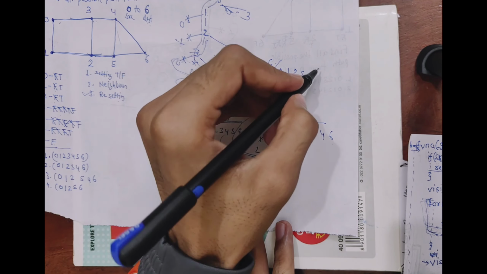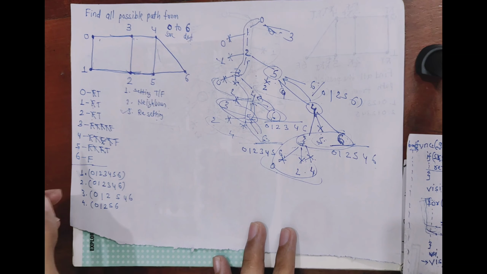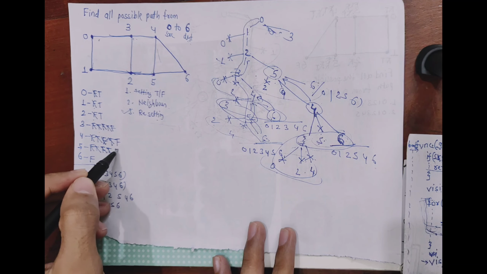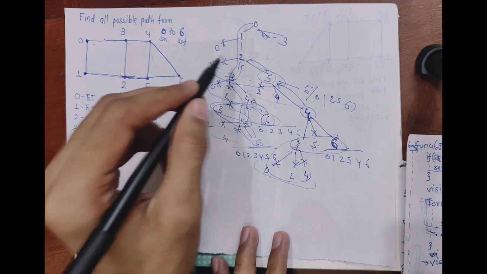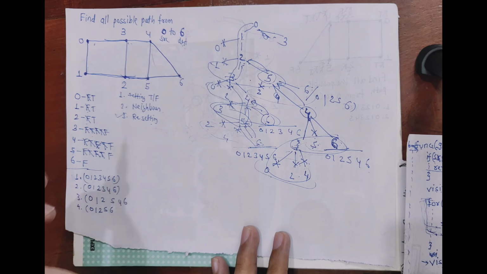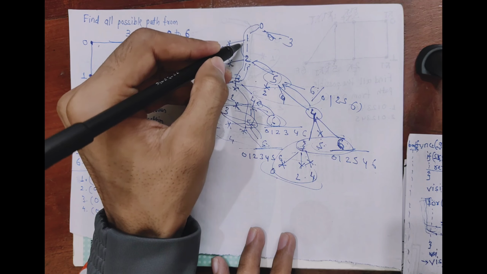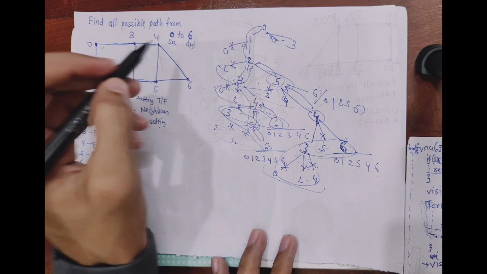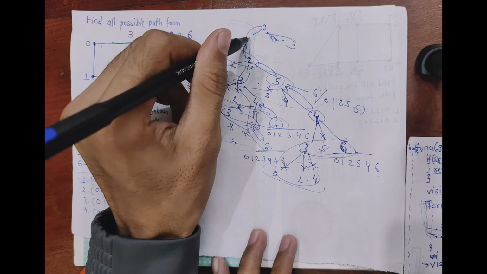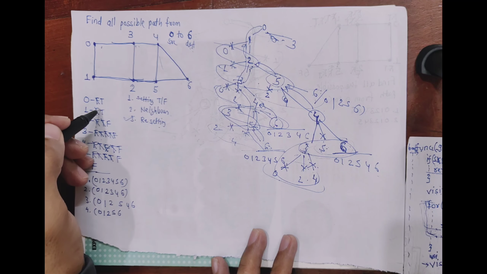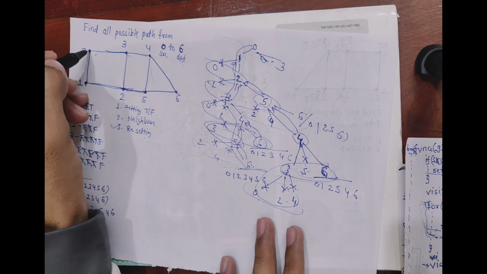Now we are done with all the neighbors, so we have to reset 5 to false again. Now we backtrack to this point. We are done with all the neighbors of 2. It's time to reset 2 to false again. Now we will go to this point. We are done with all the neighbors of 1. Now we have to reset 1 to false again. Now we are at point 0.